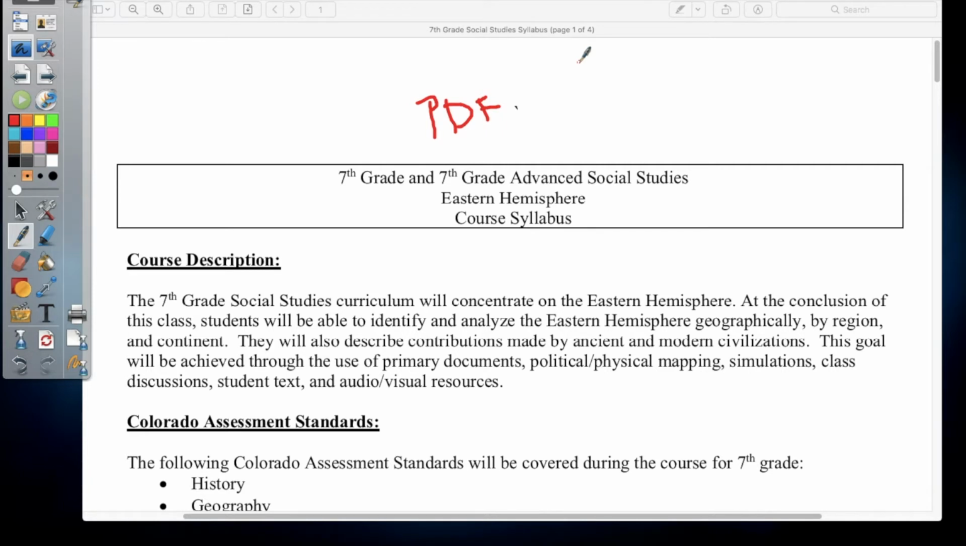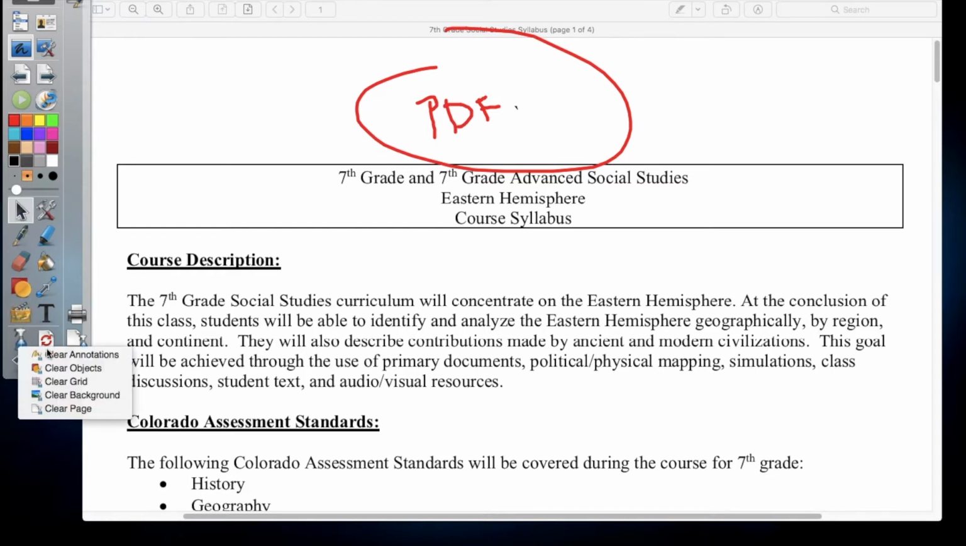The nice thing about that file type is that regardless of what operating system you're using, whether a PC or a Mac, iOS for Apple products, or Android for Android devices, a PDF can be opened by all of them. That's the reason why all my files will be in PDF format. If you want to open up the course syllabus in your Schoology page and follow along with me, that would be best. So let's go ahead and talk about this real quick.